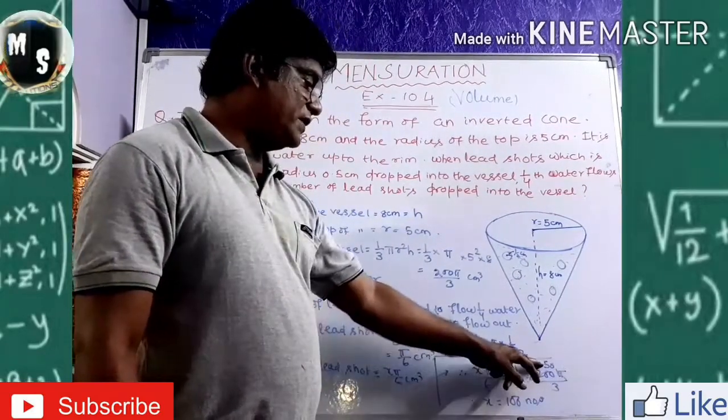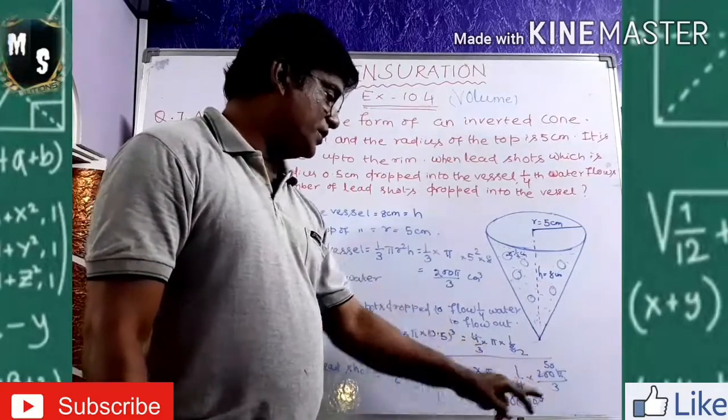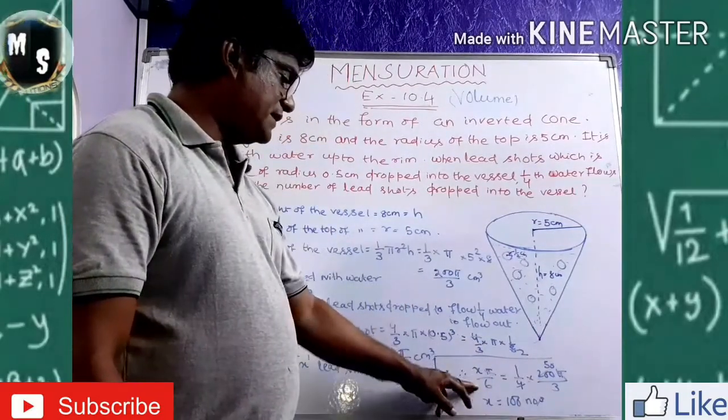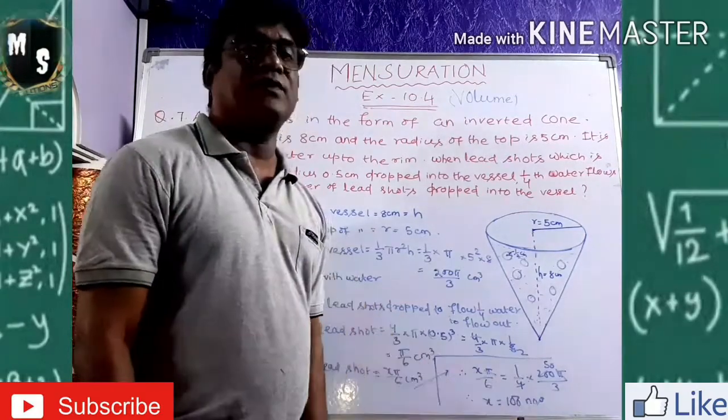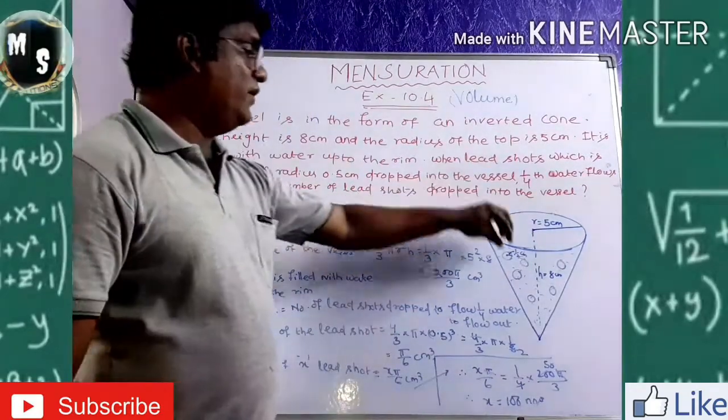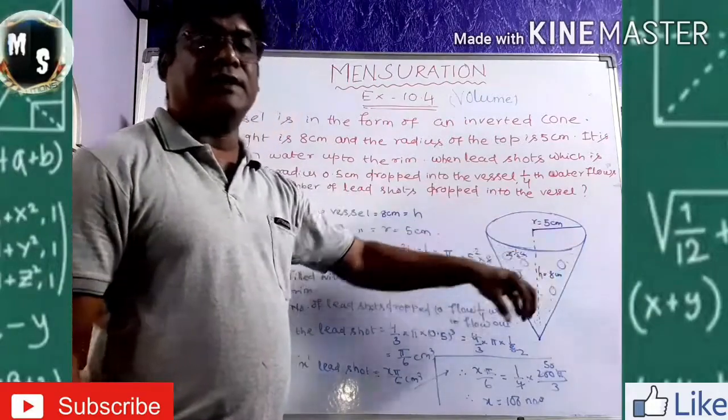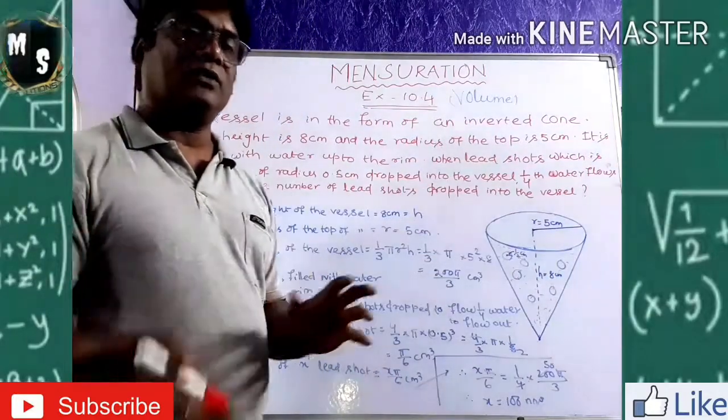Now 4 into 50, it is 50 by 3. So 50 by 3 equals x by 6. After calculation we are getting x equal to 100 lead sources to be dropped in this conical vessel to make 1/4 of the water flow out.